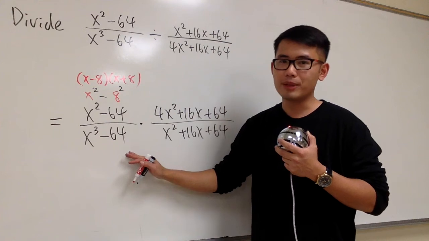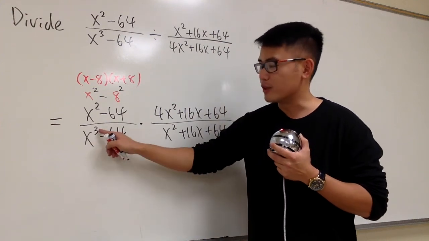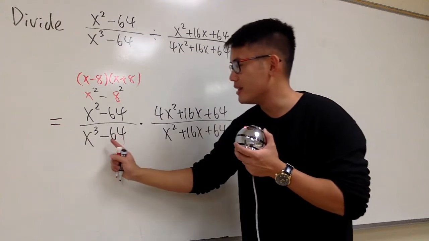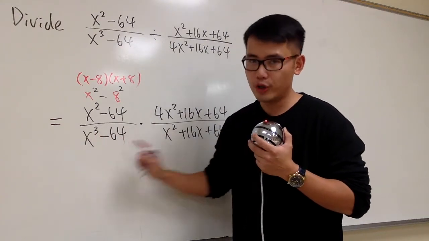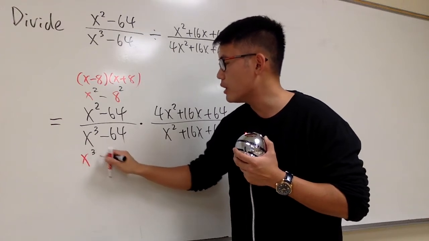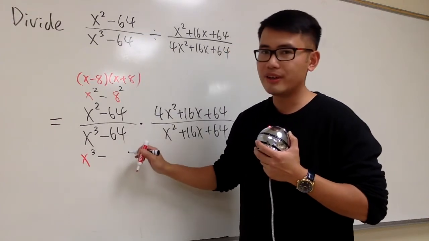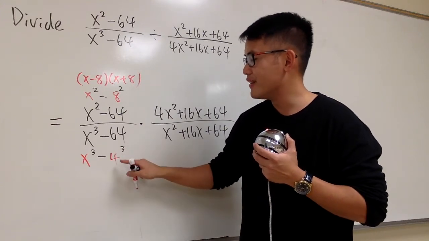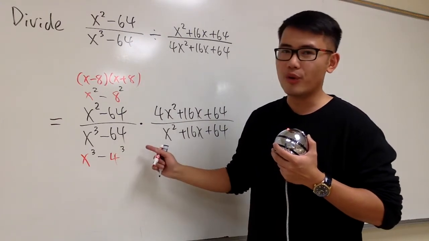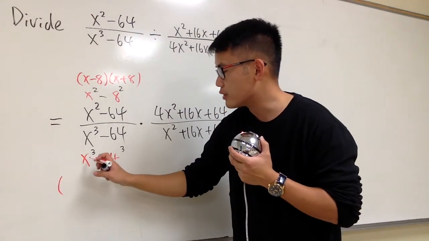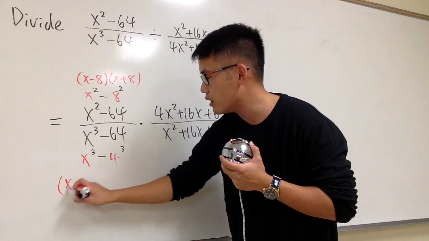How about this one down below? This is x to the third power minus 64. Third power, so this should be the difference of two cubes. Let's look at this as x to the third power minus, this right here is what to the third power? 4, right? 4 to the third power gives us 64. And I'm going to factor this out. The first little parentheses is going to be x minus 4.